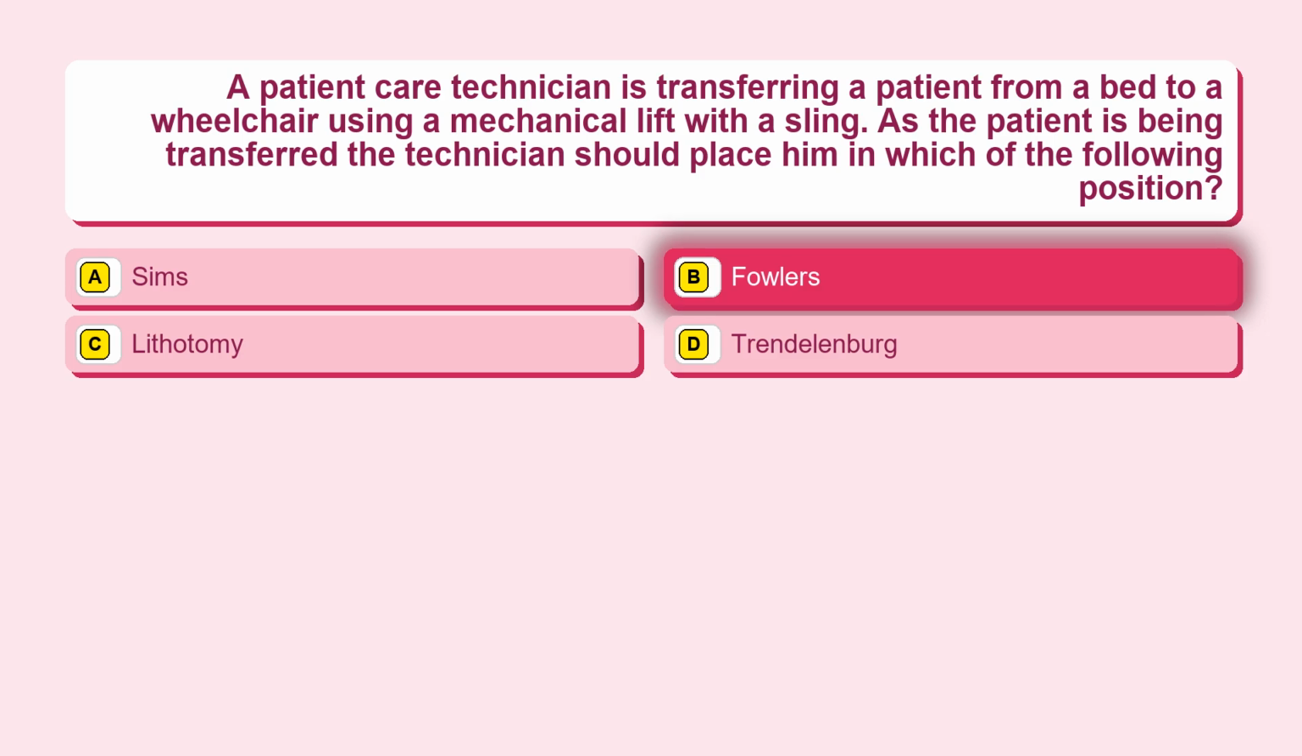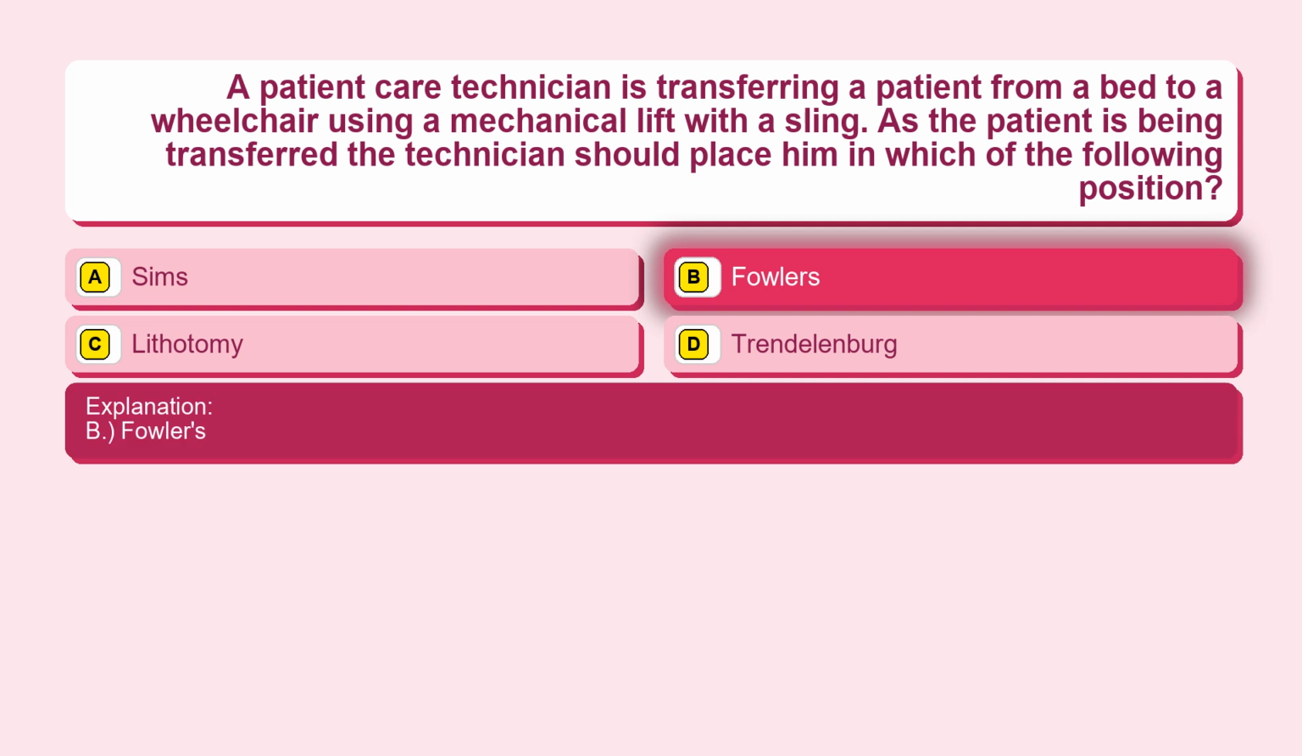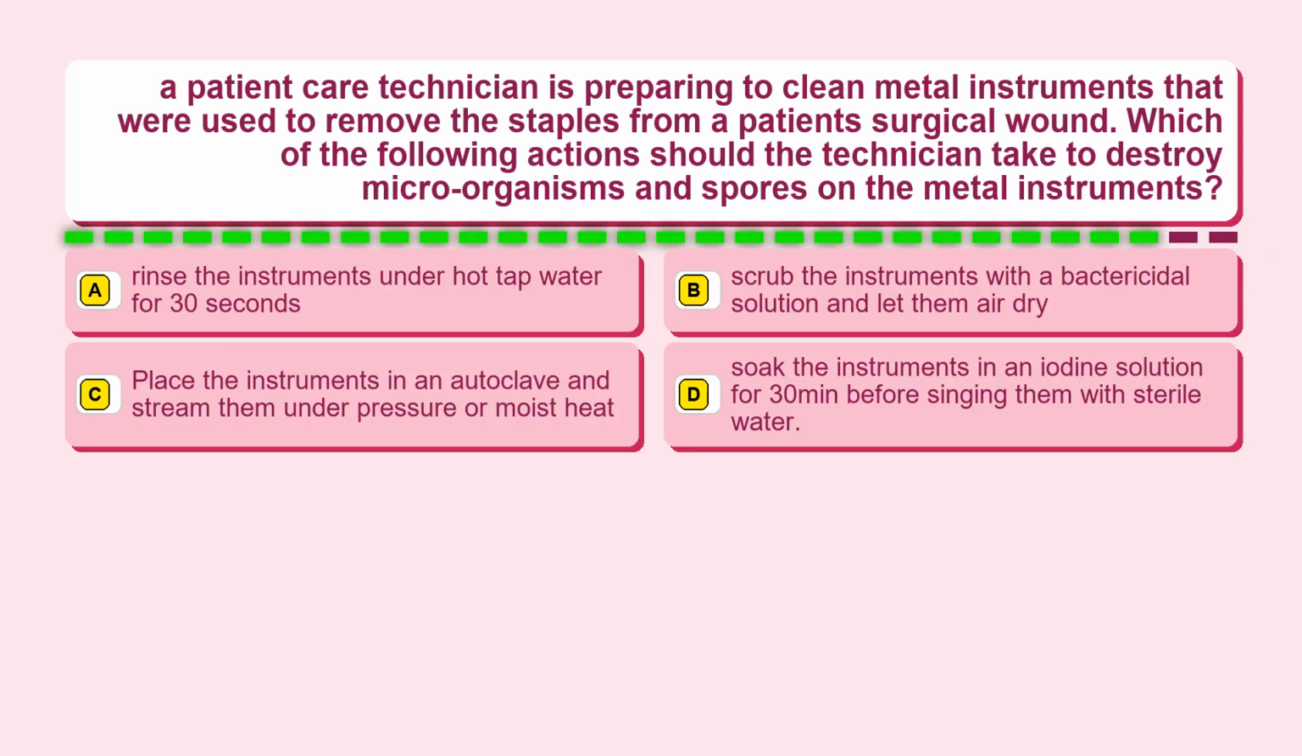The correct answer is option B, Fowler's. Question 22. A patient care technician is preparing to clean metal instruments that were used to remove the staples from a patient's surgical wound. Which of the following actions should the technician take to destroy microorganisms and spores on the metal instruments?